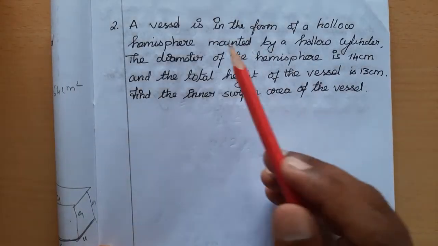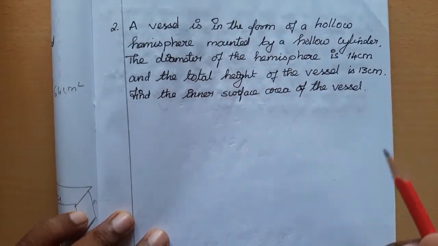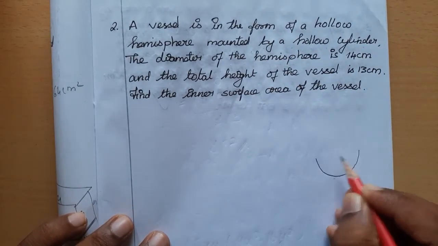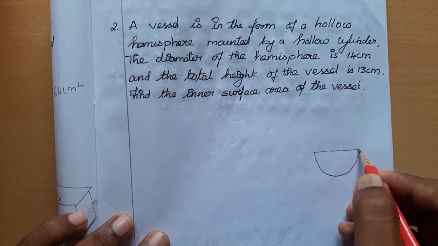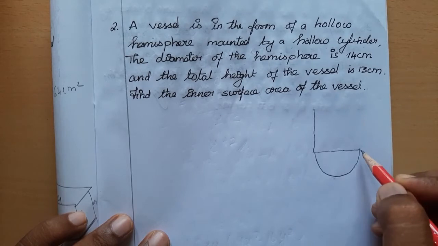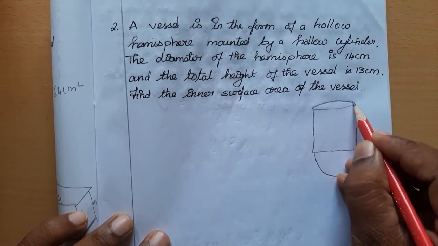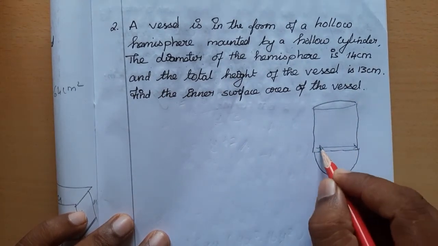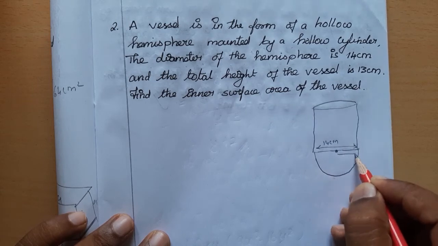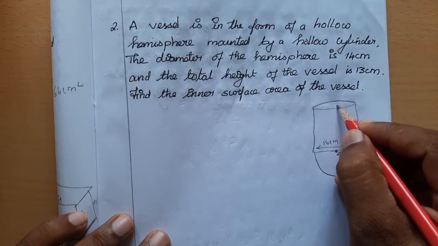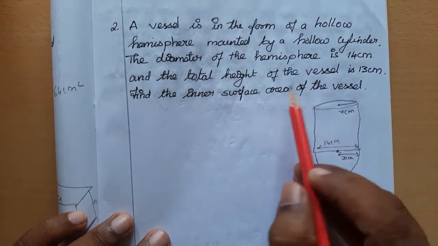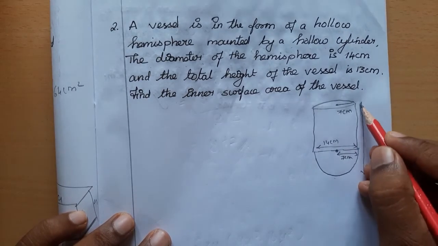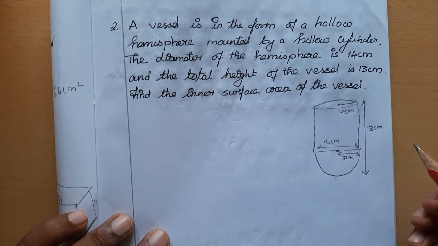So here we go for the next. A vessel is in the form of a hollow hemisphere mounted by a hollow cylinder. So the vessel is in the form of a hollow hemisphere. Consider this as a hollow hemisphere and it is mounted by the hollow cylinder. The diameter of the hemisphere is 14 centimeter. So the radius will be 7 centimeter. The same for the cylinder also, 7 centimeter. And the total height of the vessel is 13 centimeter.